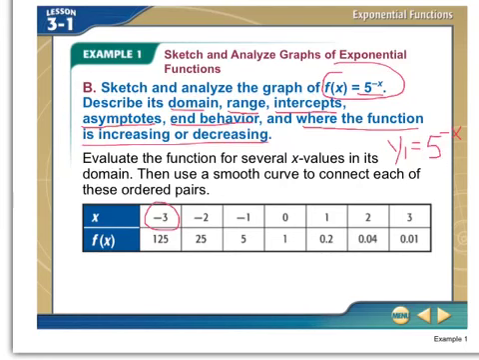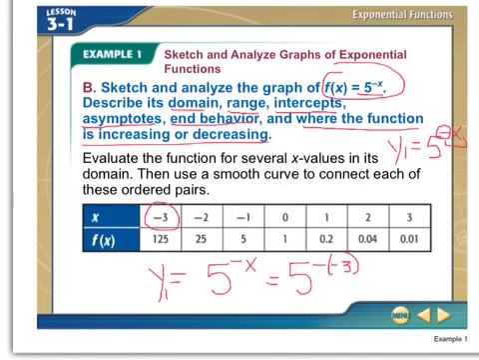And we're looking to connect these dots with a smooth curve. Now, here's the thing with our function here. I'll just talk about this for a second. If my function is 5 raised to the opposite of x, and x is negative 3, then I'm going to say 5 raised to the opposite of negative 3. Okay, x is negative 3, but there's this extra negative sign out in front.